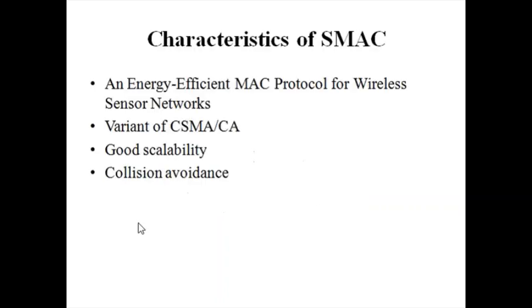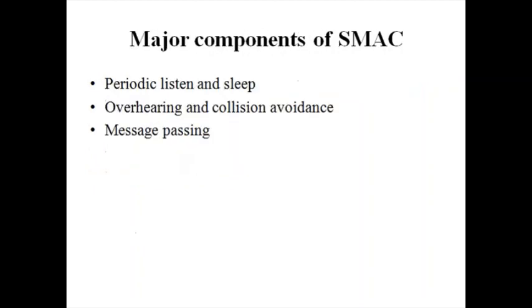So I am going to present SMAC. The primary goal of SMAC is to reduce energy consumption, but it also achieves good scalability and collision avoidance by utilizing combined scheduling and contention schemes. There are major sources of energy wastage in CSMA, like idle listening, collision, large control overhead, and overemitting. So SMAC tries to reduce all of this. It has three major components: periodic listen and sleep, overhearing and collision avoidance, and message passing.